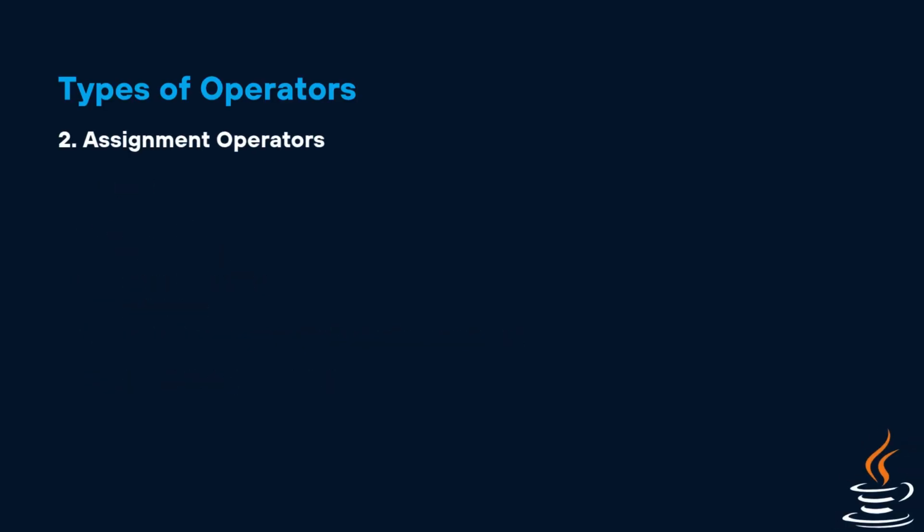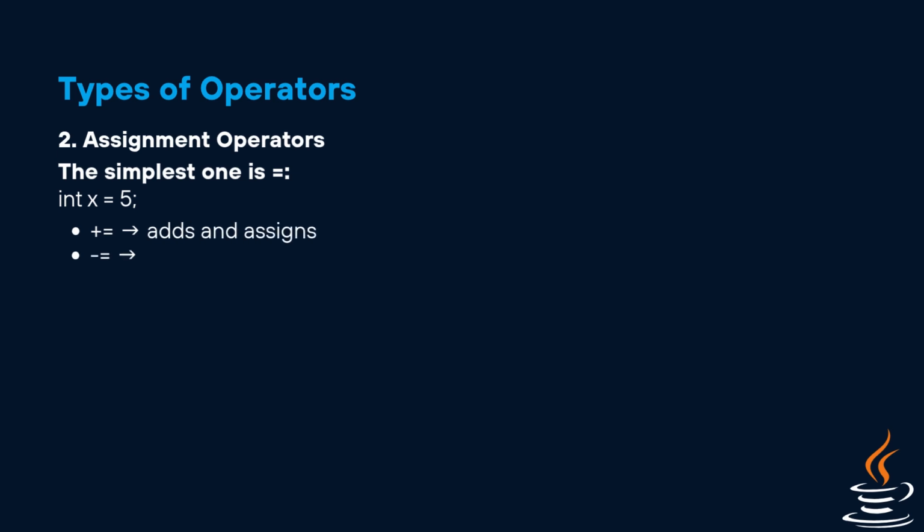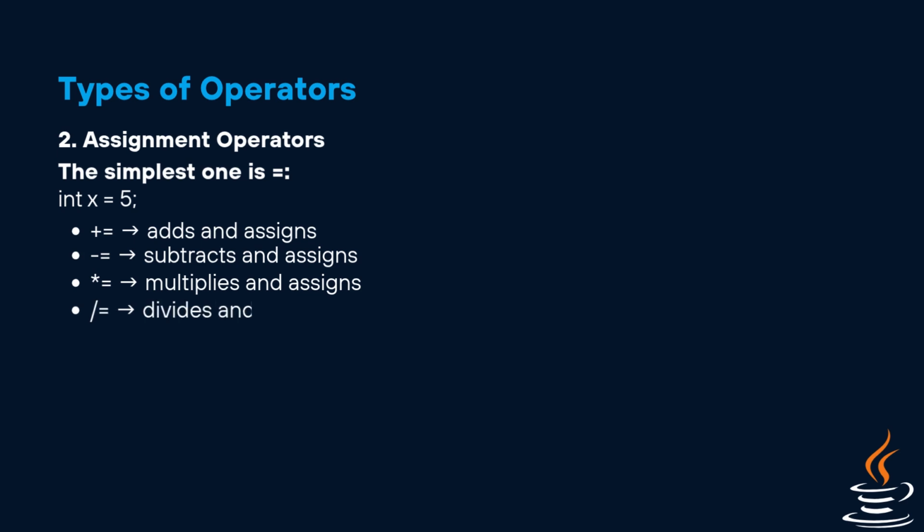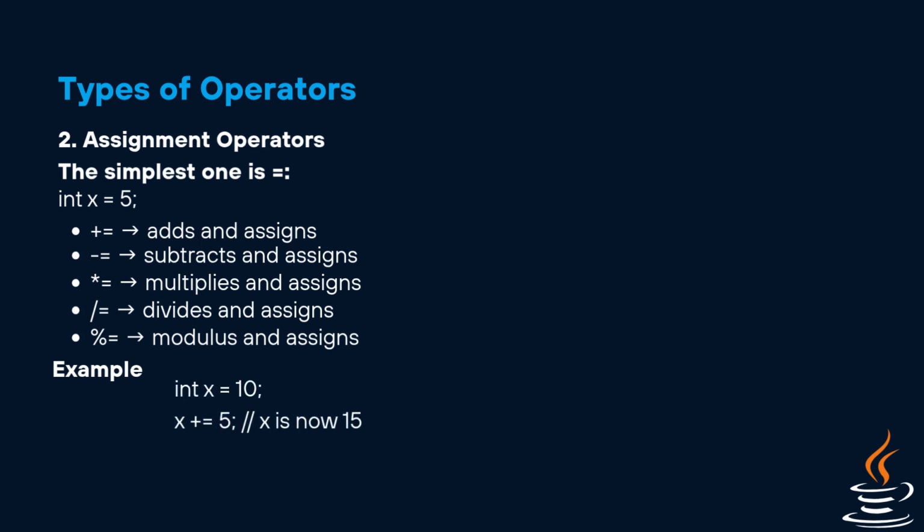Second is the assignment operator. Assignment operators are used to assign values to variables. The simplest one is equal to. Int x = 5. But there are also shortcuts like this one, which adds and assigns. This one subtracts and assigns. It multiplies and assigns. This one divides and assigns. And this does modulus and assigns. Example, int x = 10, x += 5. x is now 15. It's the same as writing x = x + 5.